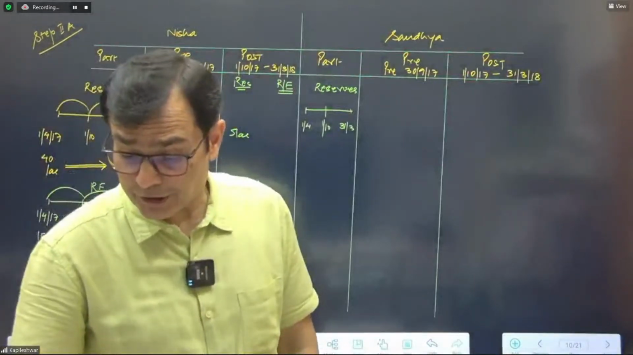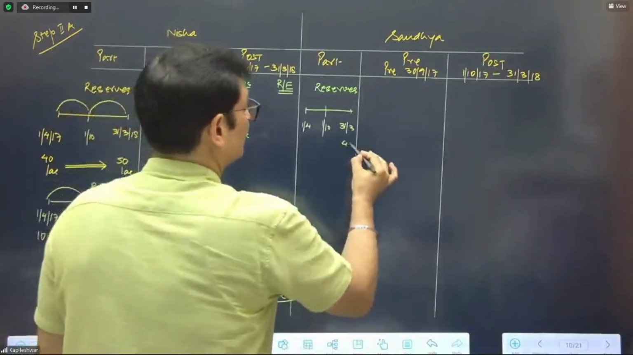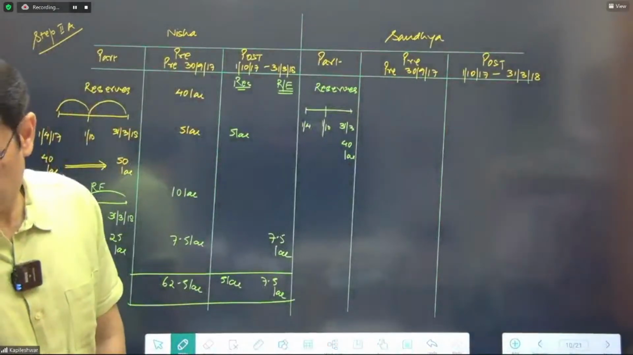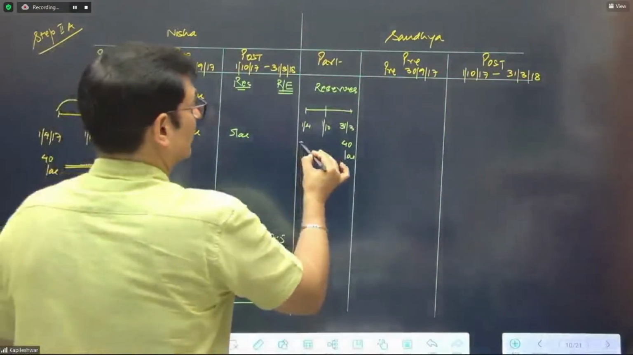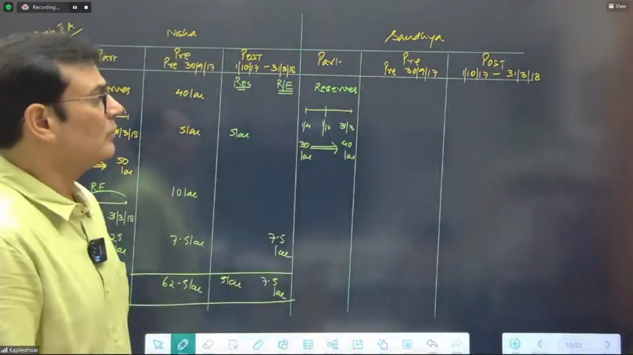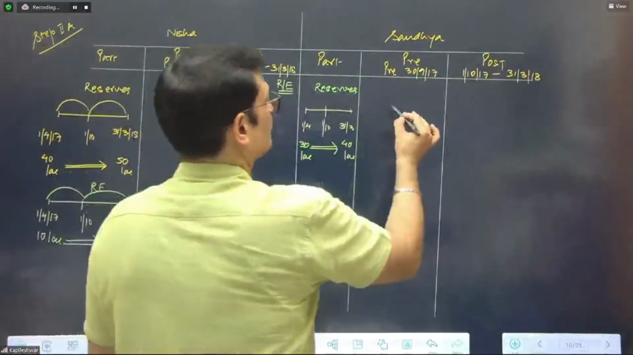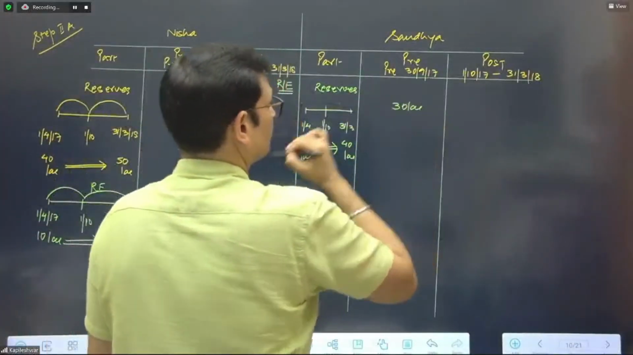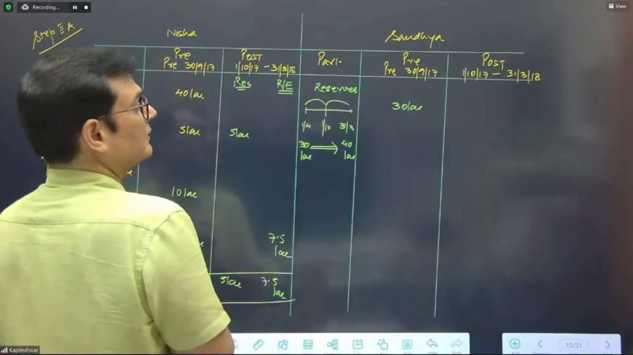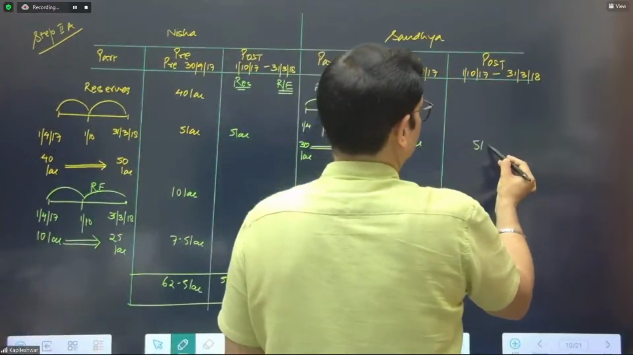If you look at the balance sheet of Sandhya, the reserves appearing in the balance sheet is 40 lakhs. And you are given in the additional information, the reserves of Sandhya on 1st April is 30 lakhs, and there has been no other movements which are given. So we can say 30 lakhs on acquisition date is certainly pre. And this increase of 10 lakhs again is going to be divided in the time ratio. So 10 lakhs in the time ratio, that is 5 lakhs each.